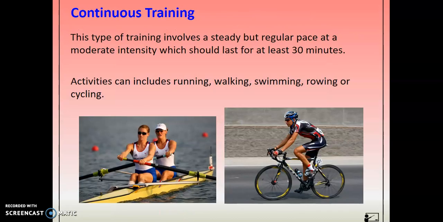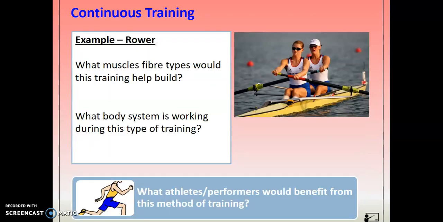So continuous training is a type of endurance training. It involves regular pace exercise at moderate intensity that should be 30 minutes or more. So it could include 30 minutes of running, walking, swimming, rowing, cycling, things like that. Anything that involves aerobic respiration, where your body creates the energy using oxygen. Example then, a rower.